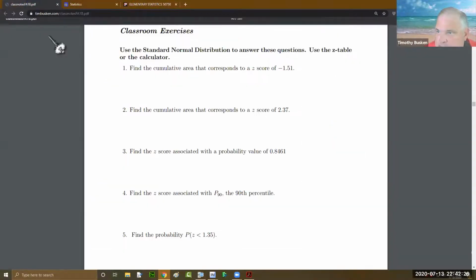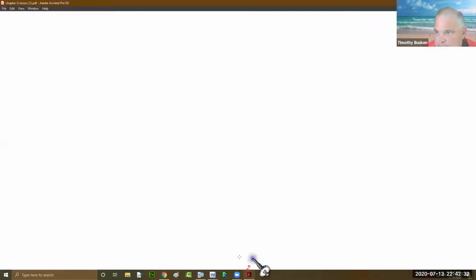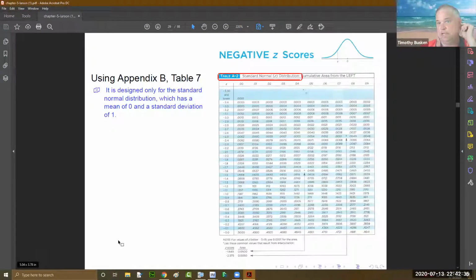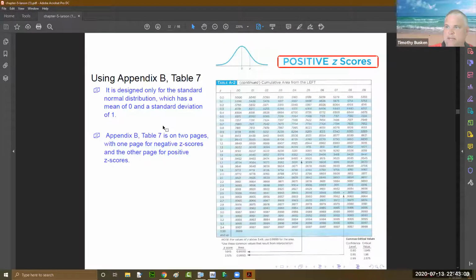Okay, so back to the z-table. I want to talk about what that is and how we use it. For the book I used to teach out of, the z-table was in Appendix B, Table 7. In this book, it might be different. But what you need to know about the z-table is the following. It's designed only for the standard normal distribution, which has a mean of 0 and a standard deviation of 1. The z-table is on 2 pages with 1 page for negative z-scores, and the other page corresponding to positive z-scores.